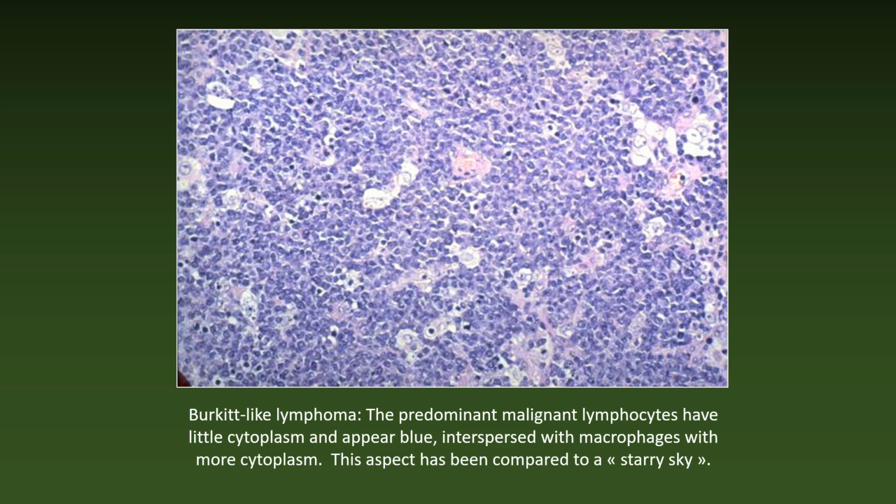Malignant lymphocytes predominate with large nuclei and little cytoplasm. They appear blue, interspersed with macrophages with more cytoplasm. This aspect has been compared to a starry sky.